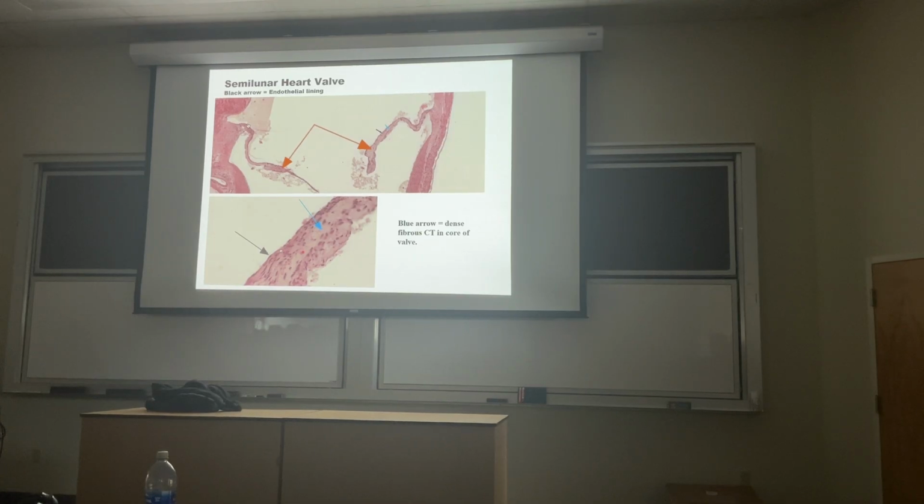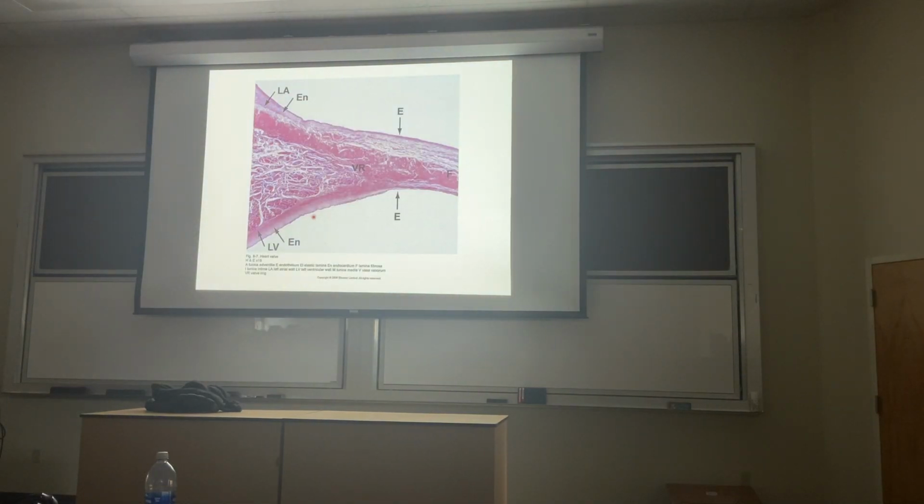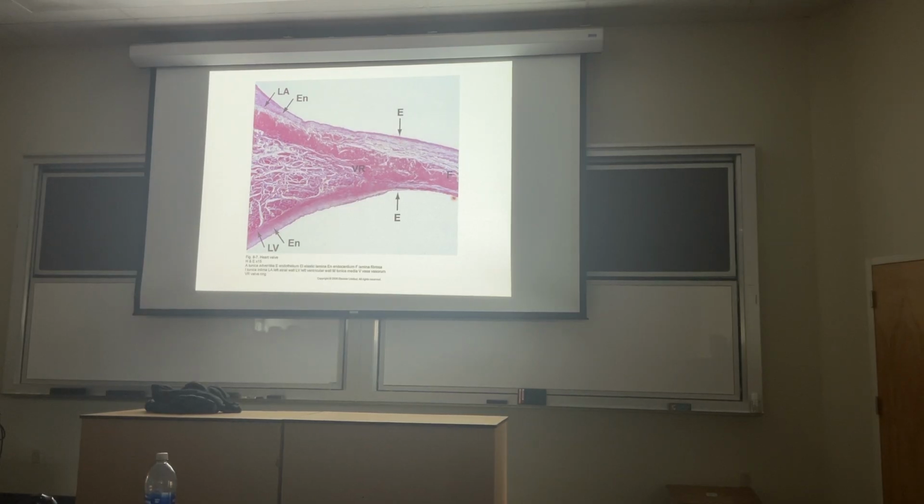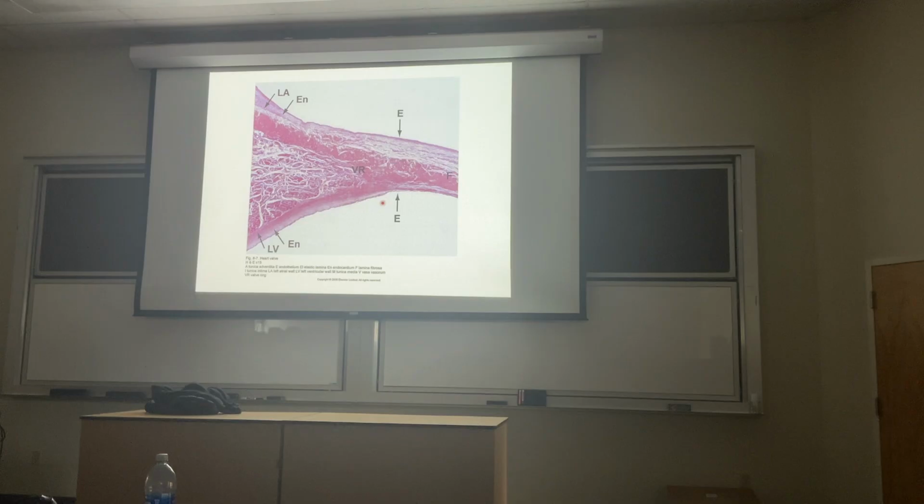This is a blown up view of that with the connective tissue in the interior and the endothelium on the surface. This is a picture from the book, very low magnification, only 15, magnified 15-fold, but we can see the valve here with the endothelium and the connective tissue coming to the fibrous skeleton here.